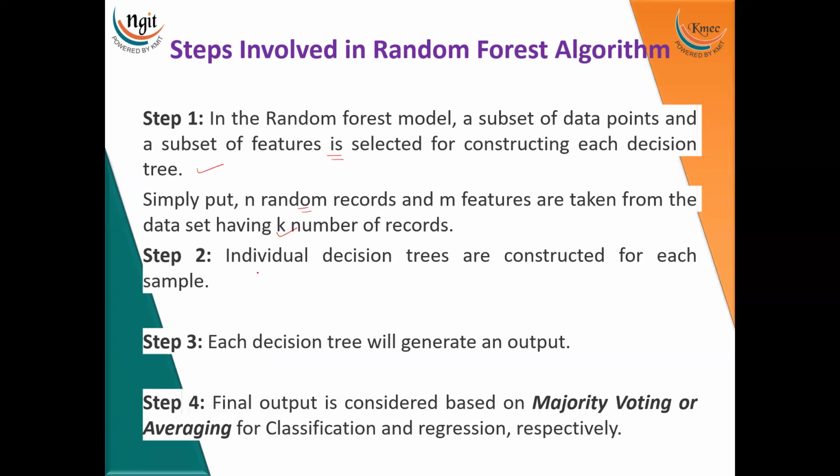Then step 2 comes: individual decision trees are constructed for each sample. Whatever samples we have taken, for each sample we construct an individual decision tree, and each individual decision tree will generate an output. The final output is considered based on majority voting or averaging, for classification and regression respectively. So for classification, we take the concept of majority voting, and for regression, we use the concept of average.